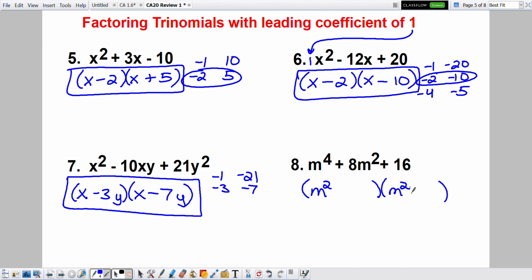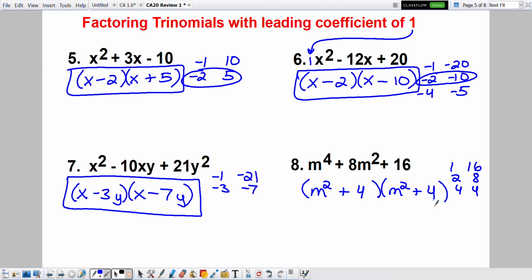And the same thing as before, numbers that multiply to be 16: 1 and 16, 2 and 8, or 4 and 4. Okay? Well, which ones multiply to be 16 that add up to be 8? It looks like 4 and 4, so it's just m squared plus 4, m squared plus 4.